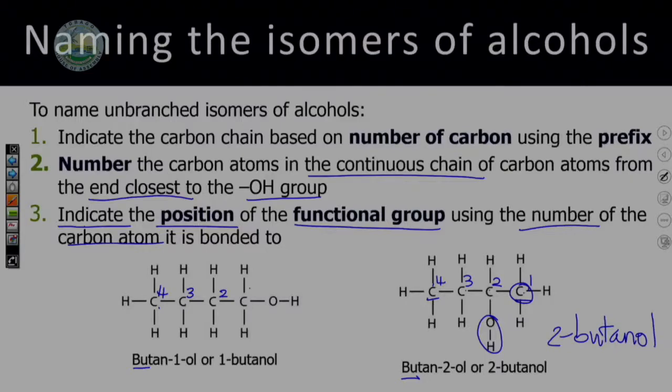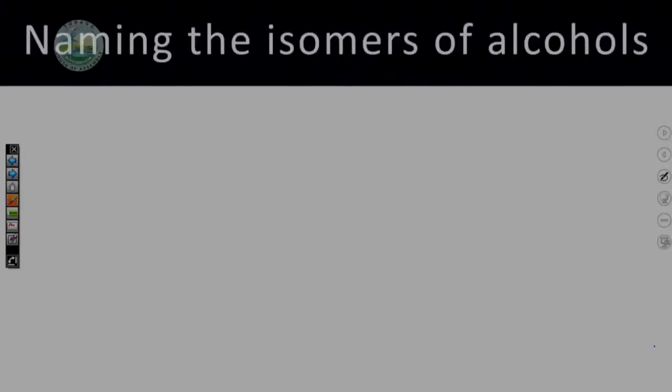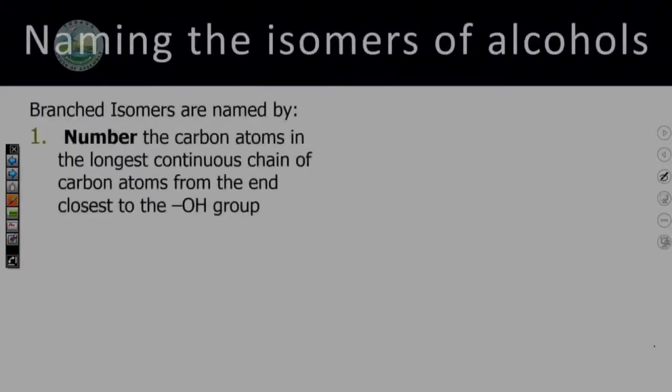All right. So always remember when we are naming, we separate the numbers by the hyphen from the name. So that's how we normally do it. These are the standards that we will follow. All right, so let's press ahead. So we're looking at naming the isomers of alcohols. All right, so let's look at the branch isomers then.